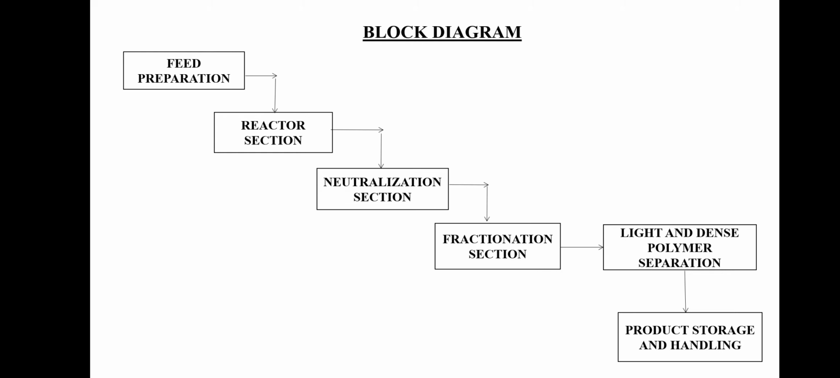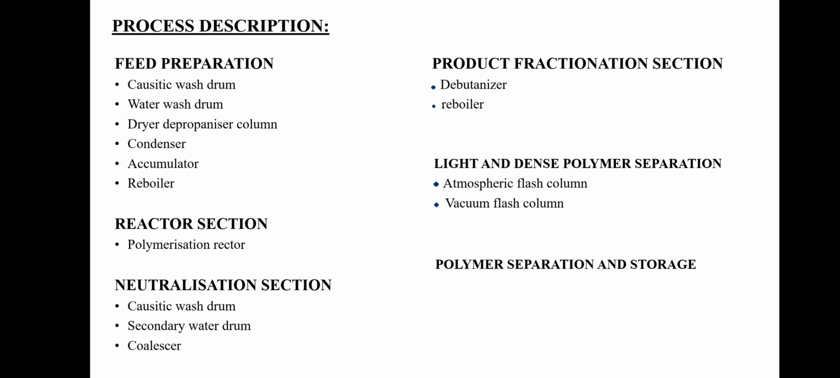This is the block diagram for the production of polyisobutylene, which starts from the feed preparation, followed by the reactor section, then the neutralization section, then the fractionation section, then light and dense polymer separation, and finally product storage and handling. This is the process description.